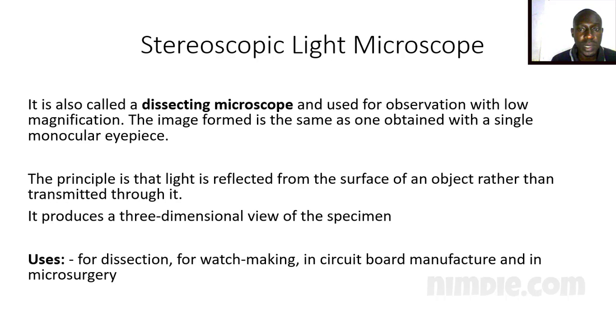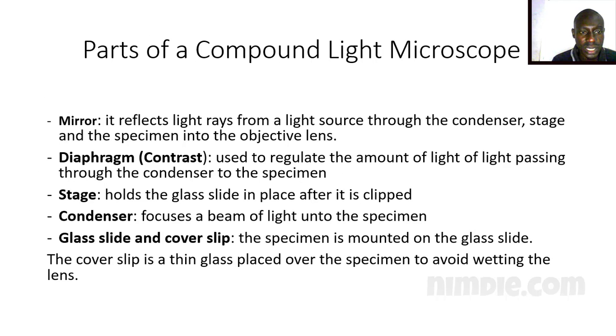Then we have the stereoscopic light microscope. This is also called a dissecting microscope and is used for observation with low magnification. The image formed, please note, is almost the same as the one obtained using a single monocular eyepiece. The principle is that light is this time reflected from the surface of an object rather than being passed or transmitted through it, and it produces a three-dimensional view of the specimen.